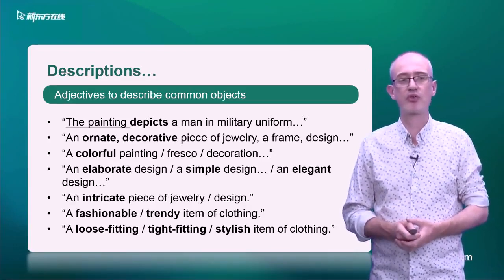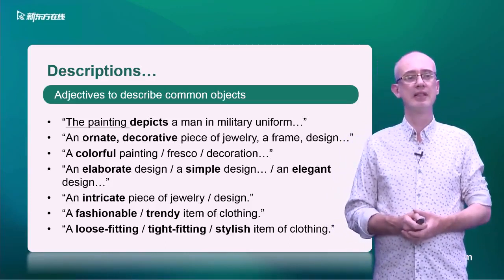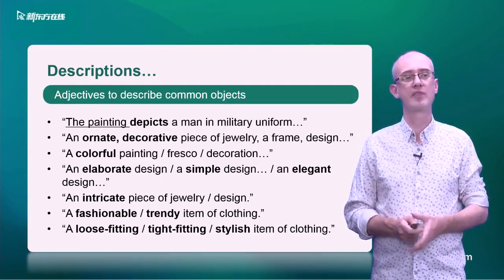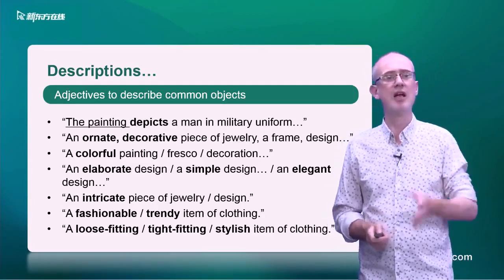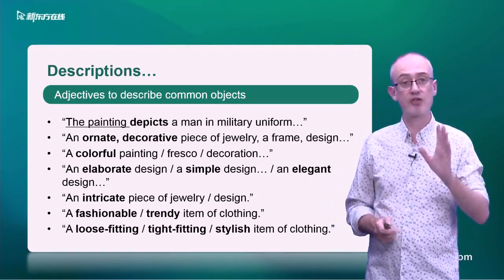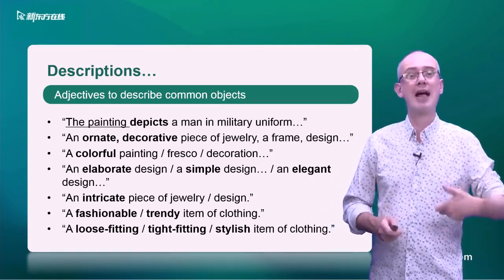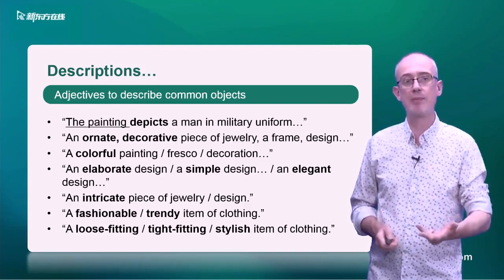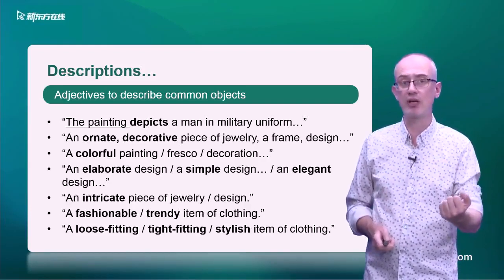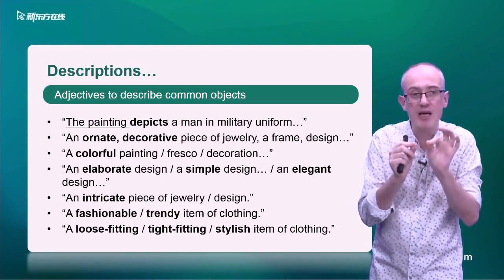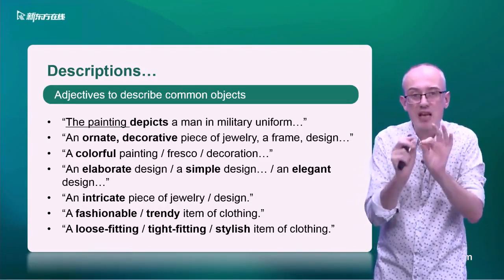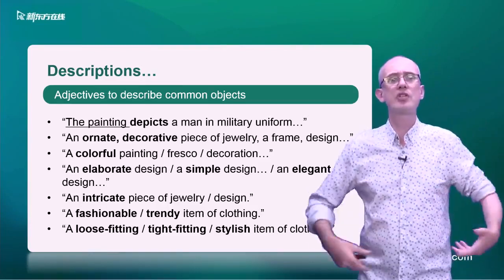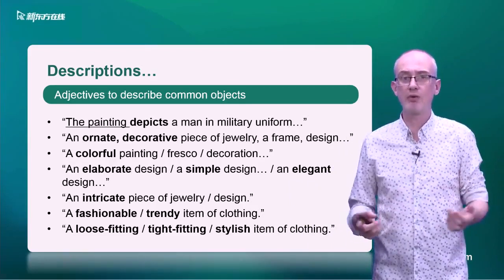A fashionable, trendy item of clothing. A loose-fitting, tight-fitting, stylish item of clothing. These are good adjectives to describe these kinds of objects. I suggest you copy them down, memorize them, and write sentences of when you would use these. Ornate, decorative, colourful, elaborate, simple, elegant, intricate. Intricate is for very, very detailed, again usually a piece of detailed design or artwork or jewellery. Fashionable, trendy, loose-fitting, tight-fitting for clothing, or stylish.